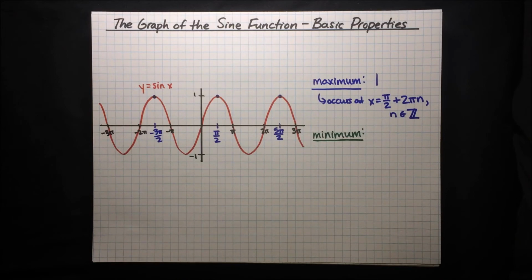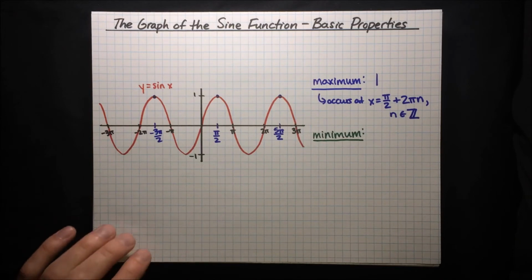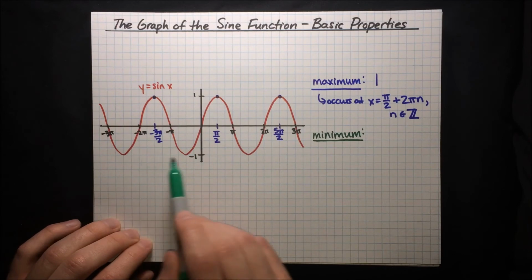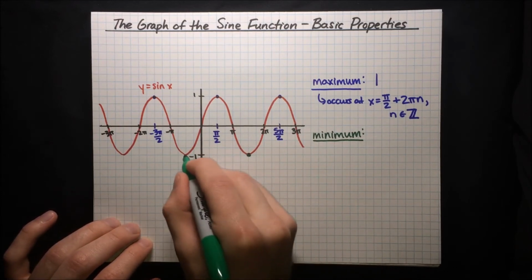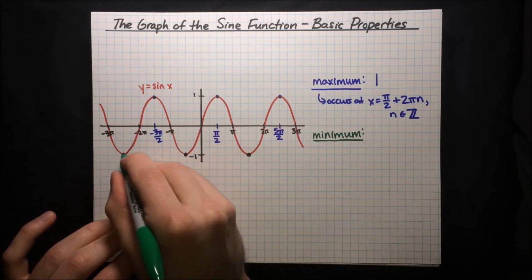So now that we've done the maximum, the minimum part is going to be a little bit easier. Let's identify the minimums first. That's just at the very bottoms of the valleys here. So there, there, and there.